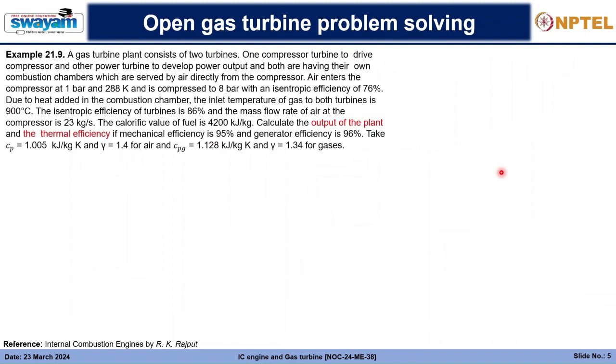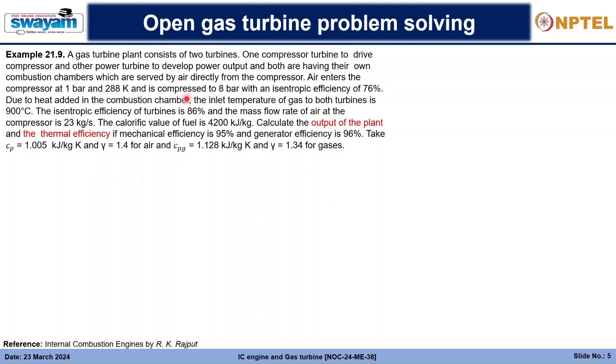So the next question is, a gas turbine plant consists of two turbines: one compressor turbine to drive the compressor and the other power turbine to develop power output, and both are having their own combustion chambers which are served by air directly from the compressor. Air enters the compressor at 1 bar and 288 Kelvin, compressed to 8 bar. So the pressure ratio is 8 with an isentropic efficiency of 76%.